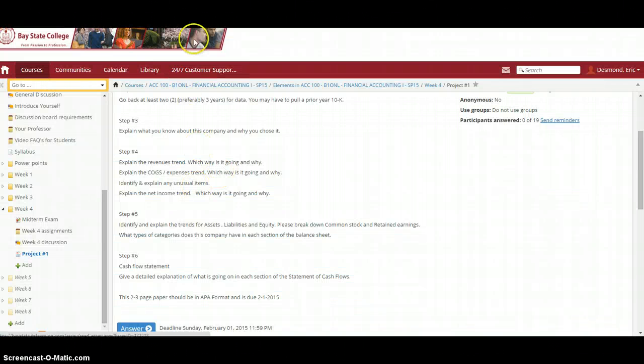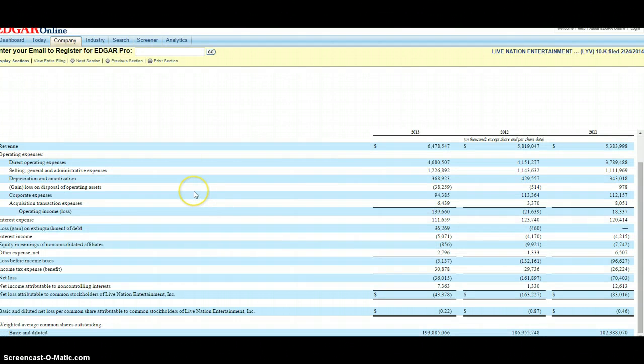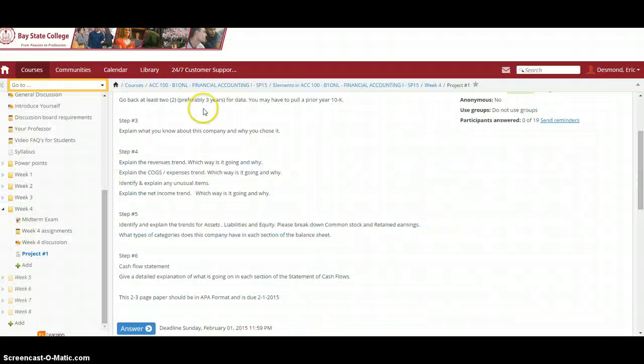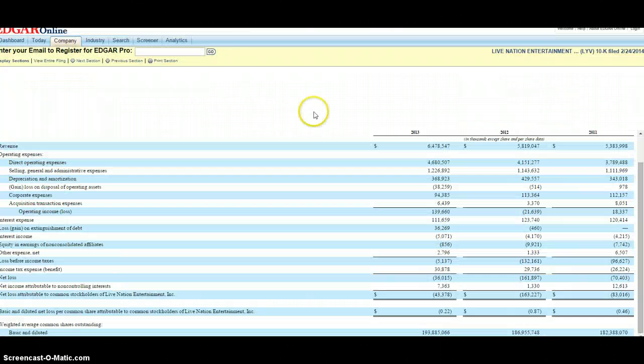And then any unusual items might be that they made, it looks like, a big gain on disposal of an operating asset. That could be a one-time event. Usually these things are. So that was probably an unusual item that you might want to reference and explain the net income trend. Is the net income or loss staying consistent? So we go to net loss. You know, they lost a little bit of money in 2011, a lot in 2012, and a little bit in 2013. So it's going down a little bit, but keep in mind if there were any one-time items, things like that, any unusual items that would have reduced this loss. Next one.